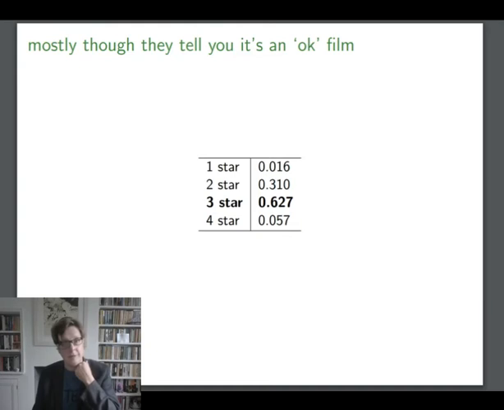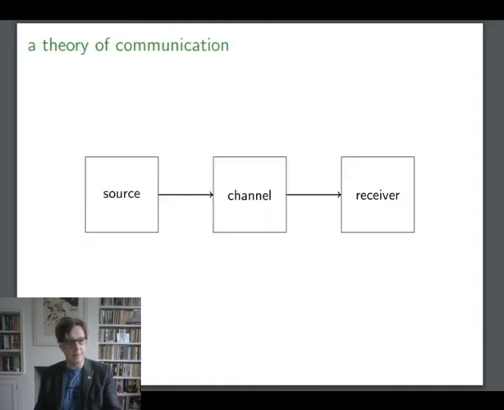And so although sometimes the star rating allows me to learn something important and rare, that it's a 1-star film and therefore terrible, or a 4-star film and therefore likely to be excellent, most of the time what I learn from looking at the star rating is that it's a 3-star film, in which case it's probably okay. And that's not very informative most of the time. And in that way, this star rating is a poor communication channel.